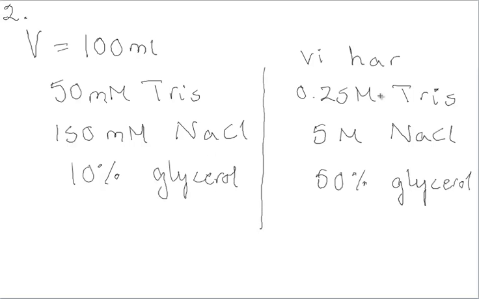So now this is a dilution of these 3 different solutions. When you have stock solutions of all 3, and now you need to dilute. And the first is then tris, which you have concentration of 0.25 molar, and you want it to be 50 millimolar.